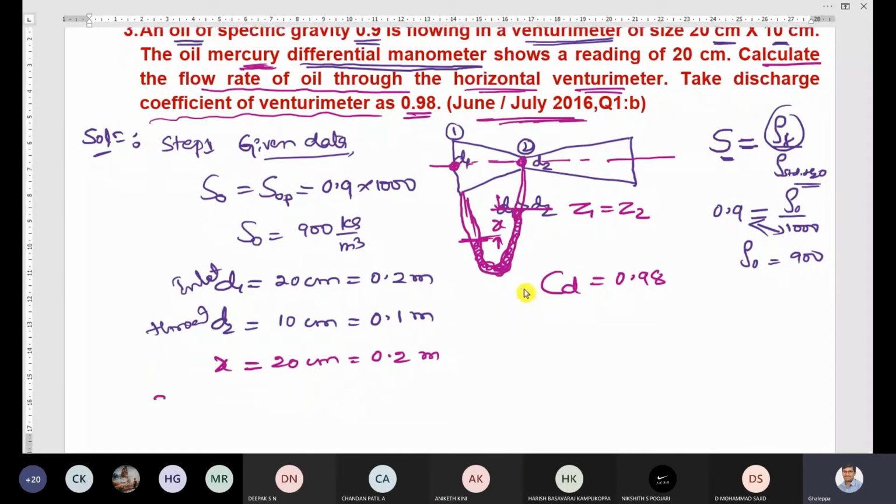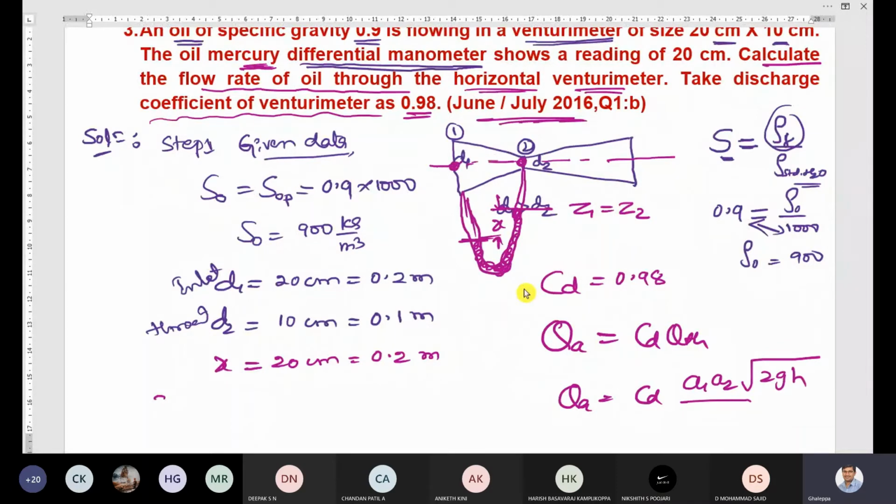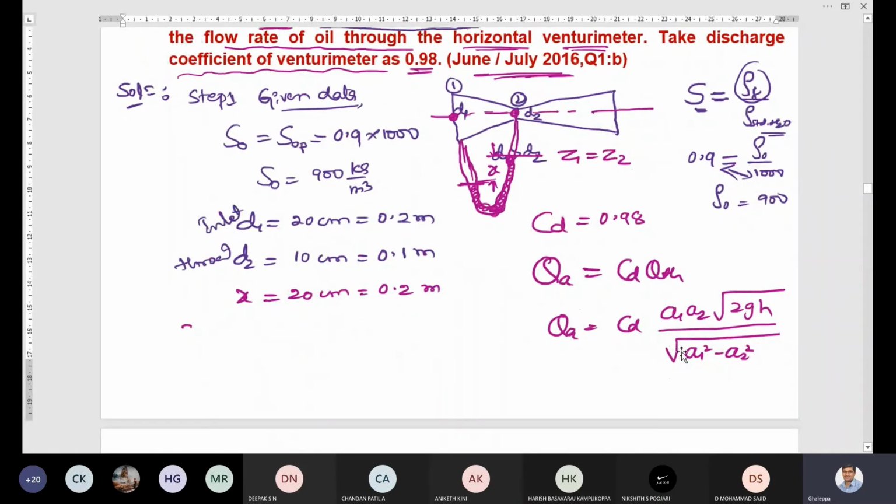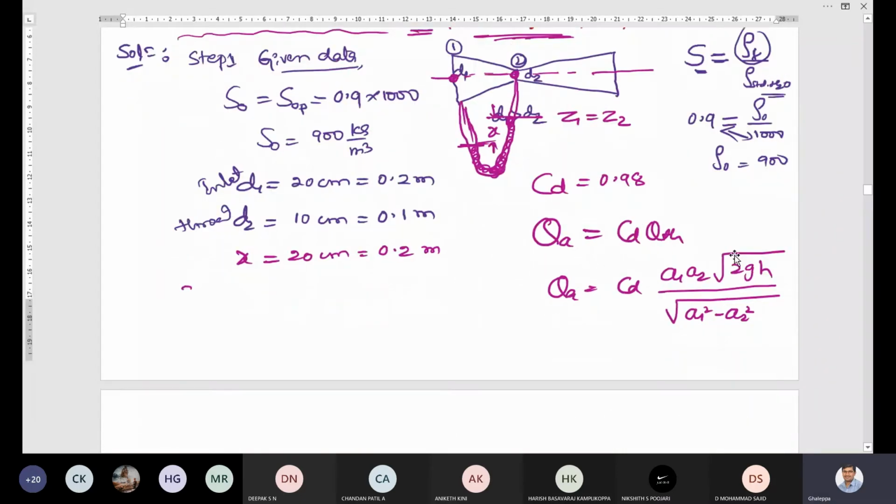Here also I will write QA is equal to CD into QTH, or QA is equal to CD into A1, A2 square root of 2GH divided by square root of A1 square minus A2 square. Thus, this is the formula for calculating the actual discharge that only we know. So now you cross check whether all the data is given or not. If the data is not given, you convert some values.